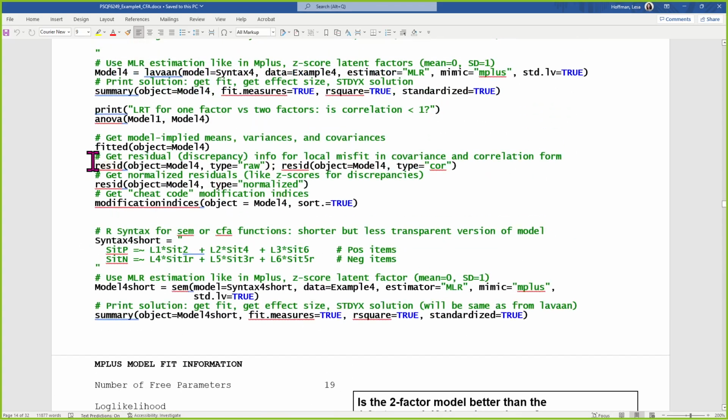Yes, in R, the model predicted version is fitted. That shows up as the first part of the residual output in Mplus. And then there's a resid function where you can ask for raw, which is in covariance metric, cor, which is in a correlation metric, and then normalized, which is like z-scores, where you want to look for large values in an absolute value for that. And for these, what if you see positive numbers? What does that tell you?